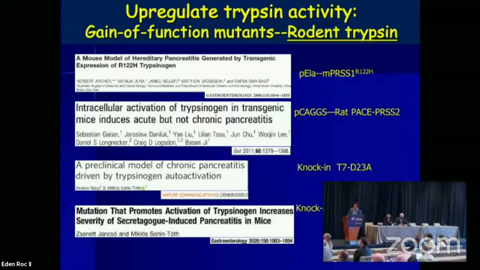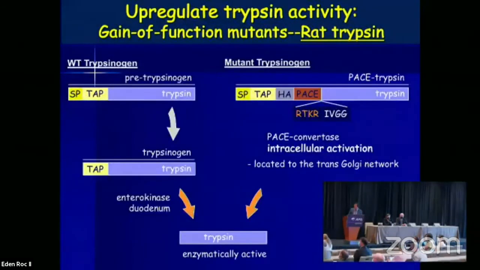So with Craig Logsdon, we made a PACE trypsin. I'll go over it in a little more detail later. And recently, Miklos's group has two papers published that mutate the trypsin activation peptide area, and they cause increased autoactivation.